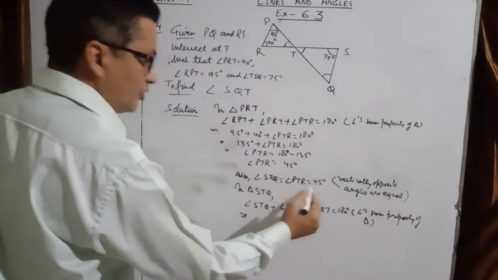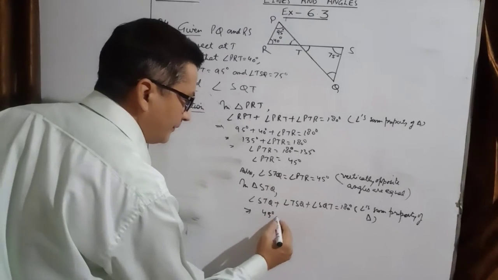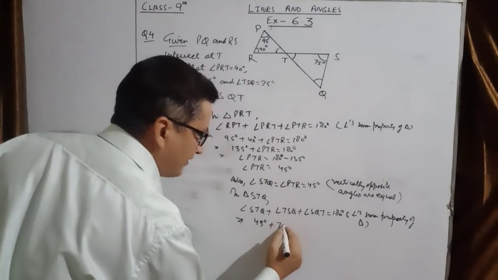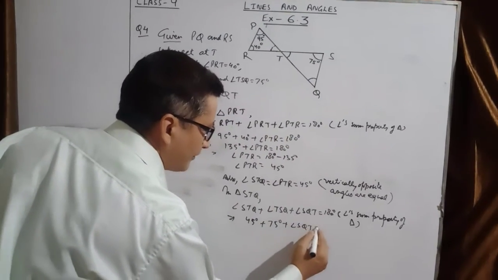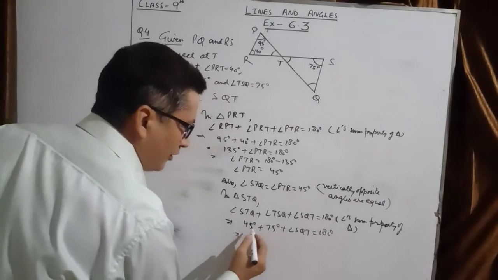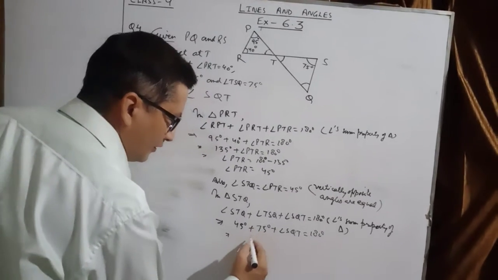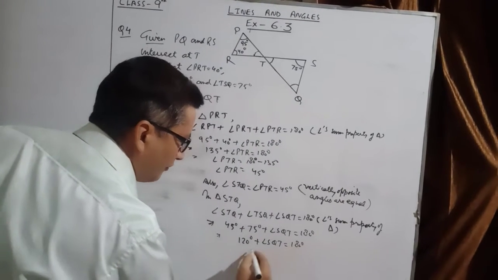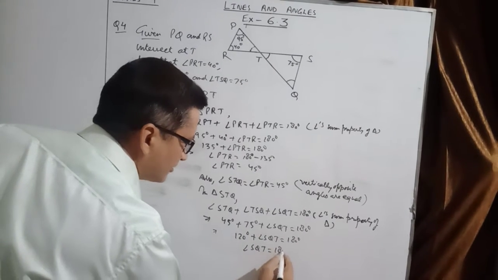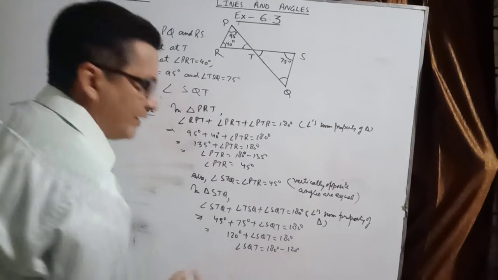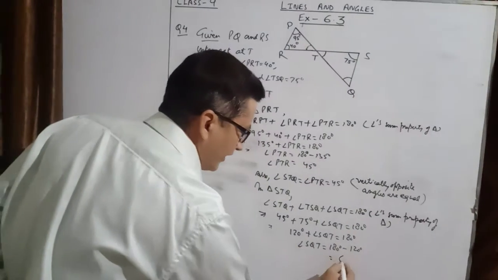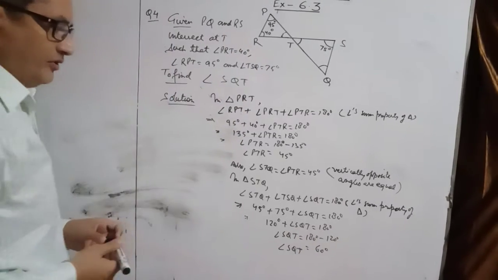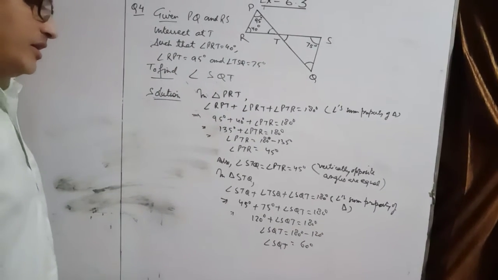Now STQ we have just proved 45 degree. We proved it here. TSQ is given to us, that is 75 degree. So in this way we can find out SQT. 45 plus 75 is 120 degree plus SQT is equal to 180. So therefore SQT is equal to 180 minus 120 degree. So in this way we are able to get angle SQT, which is equal to 60 degree.